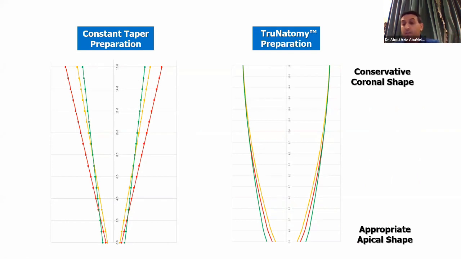You will not go with less than 20. We need it to be at least 30, to finish and to make the irrigation reach the apical preparation. Now let's go into the specification of the TruNatomy design.